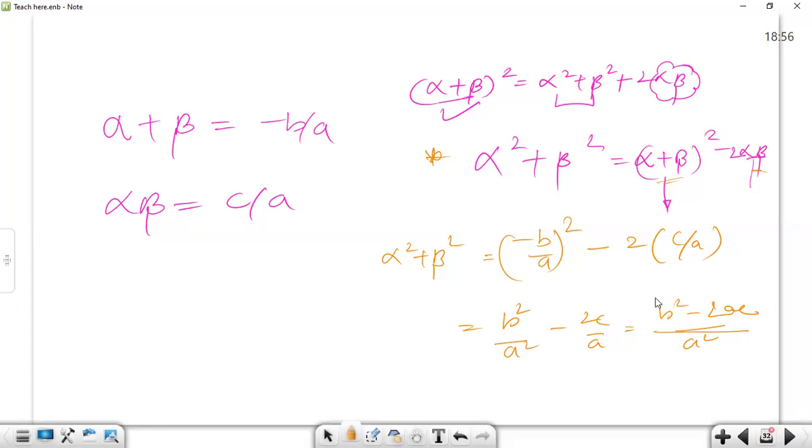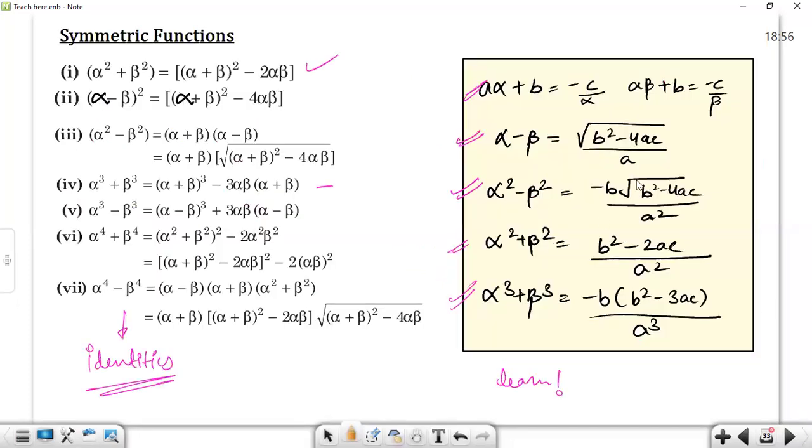This must also be written the same in the next page. Alpha squared plus beta squared, yes, b square minus 2ac upon a square. Okay, that's the same. And similarly, we can find out the others also.